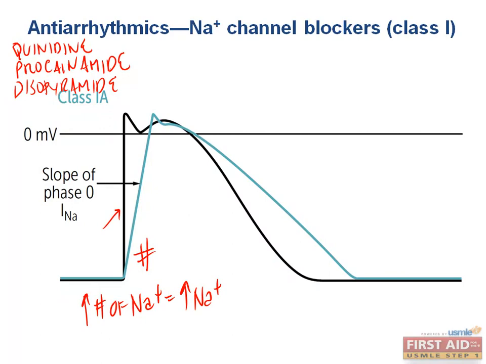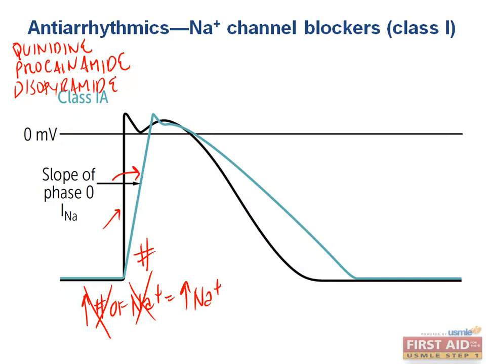And that means that you will have a much faster and steeper upstroke. And if you give someone quinidine, procainamide, or disopyramide, you block the number of available sodium channels in the ready-to-fire state, and therefore we decrease the slope of that upstroke. And that is why there's a shift.